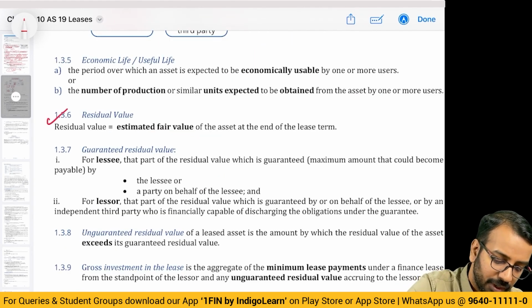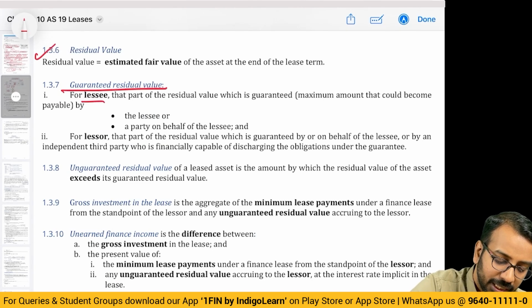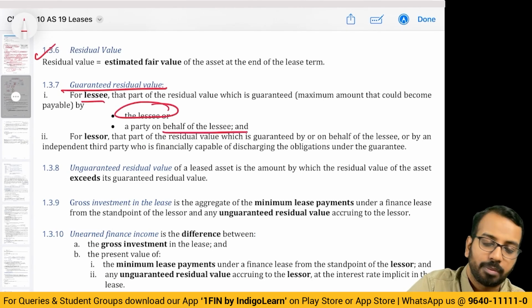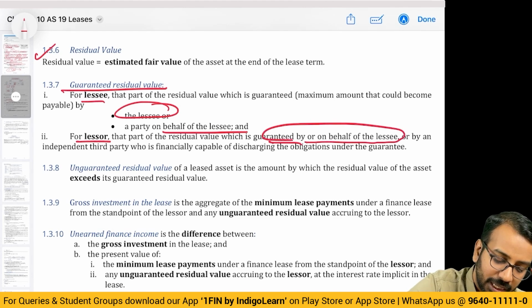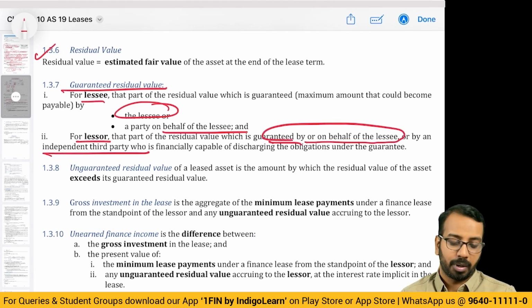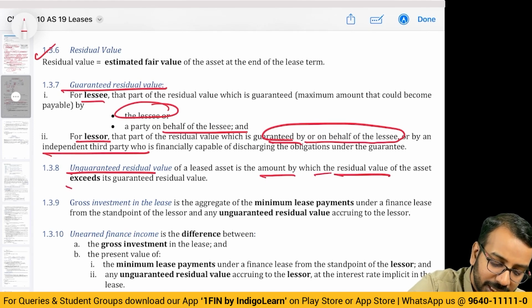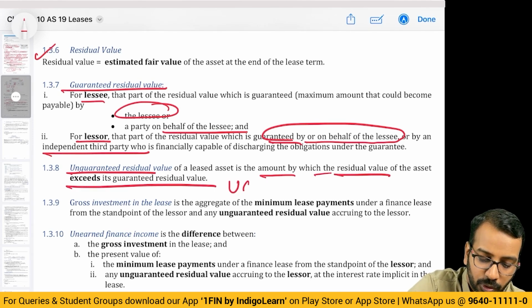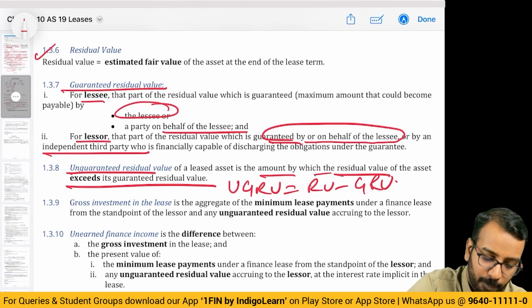Okay, so residual value we understand, economic life we anyways understand. Guaranteed residual value for the lessee is what has been guaranteed by the lessee or on behalf of the lessee. For the lessor, it is guaranteed by or on behalf of the lessee or by an independent third party. Unguaranteed residual value is the amount by which the residual value exceeds the guaranteed residual value. So UGRV is equal to RV minus GRV.